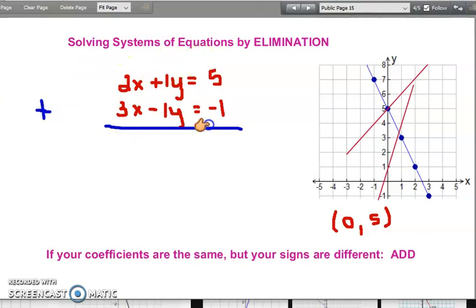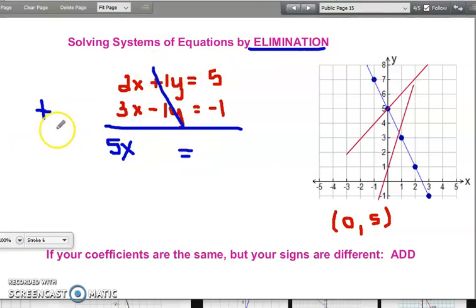You add in columns. So 2x's plus 3x's is 5x's. 1y plus a negative 1y would give me no y's. I'm sorry, those are y's and I said x's. They cancel out. That's what I want to do. I want to eliminate. And then I would just add 5 plus negative 1. Use your calculator if you're not sure. And I get 4. So when I solve this for x, I divide both sides by 5.